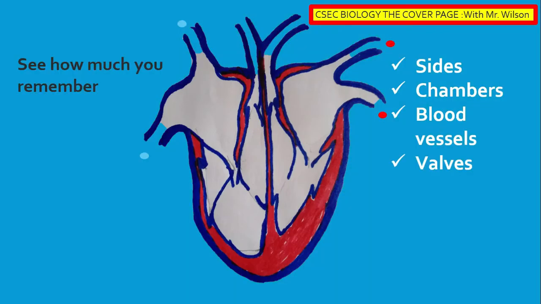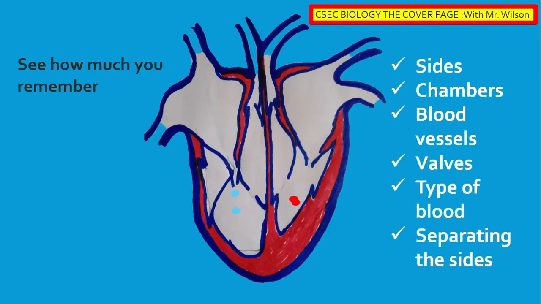Now, we are pretty much at the end of this presentation. Wow, it went through like that. How much can you remember? Do you remember anything about the size of the heart? Do you remember anything about the chambers? Do you remember anything about the blood vessels we made mention of? What about the valves? Do you remember the type of blood we made mention of? Do you remember what separates the sides of a heart?